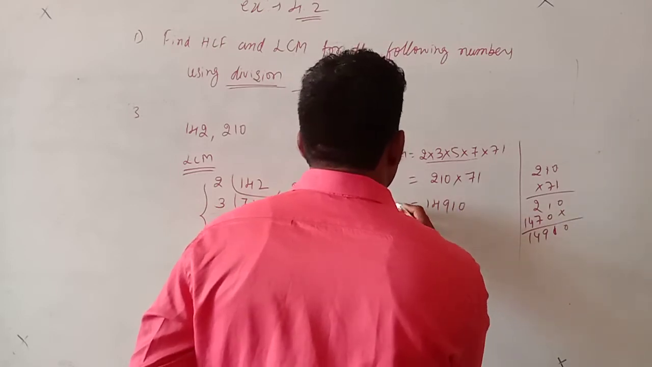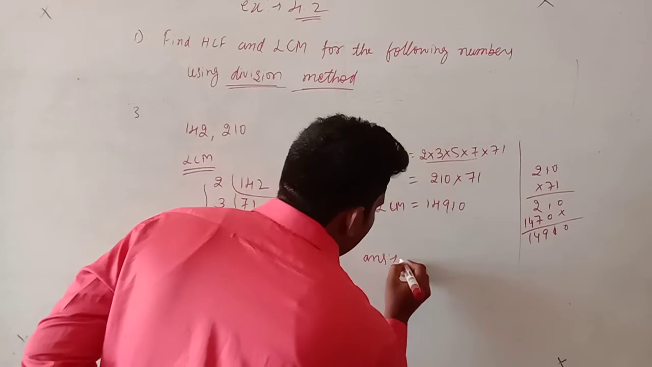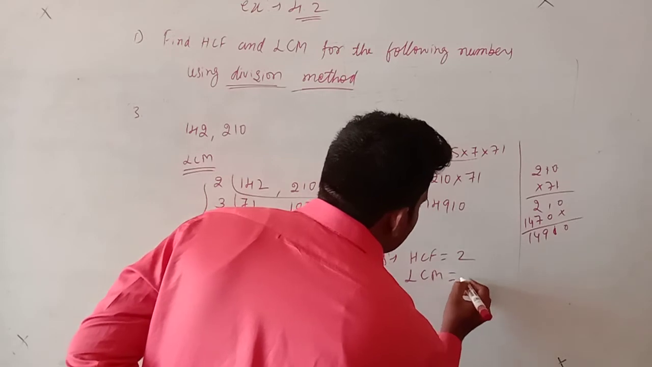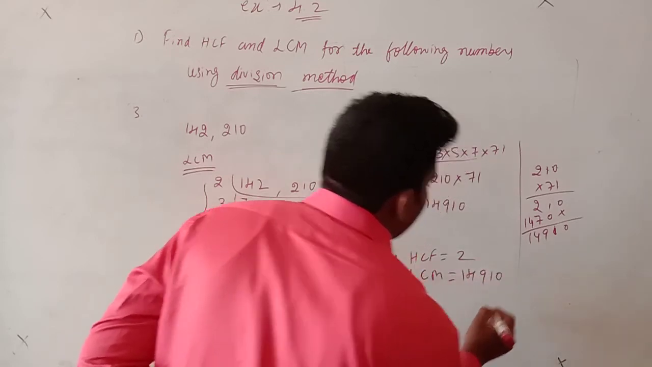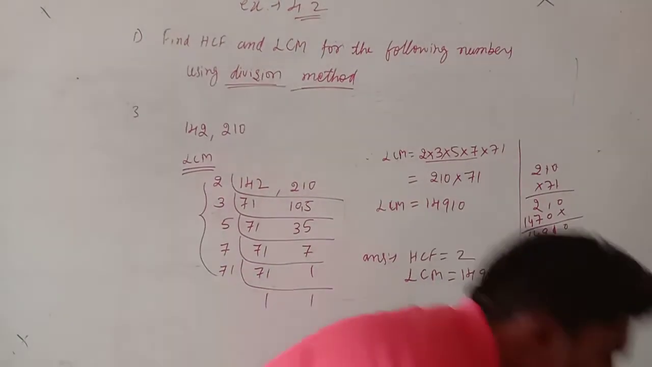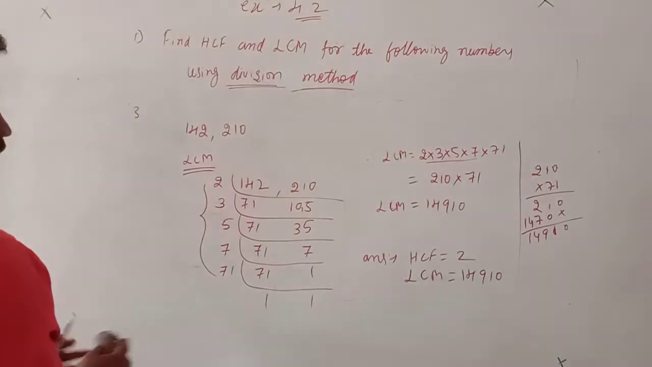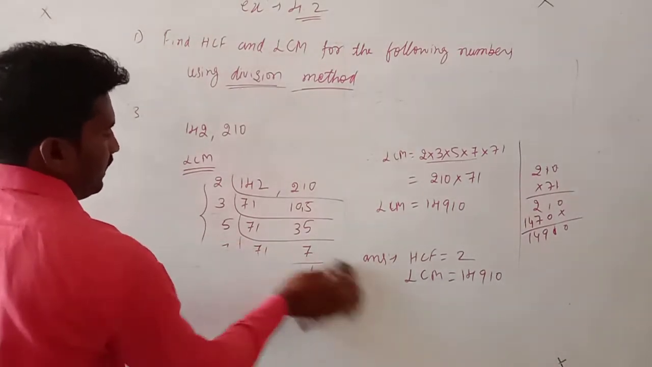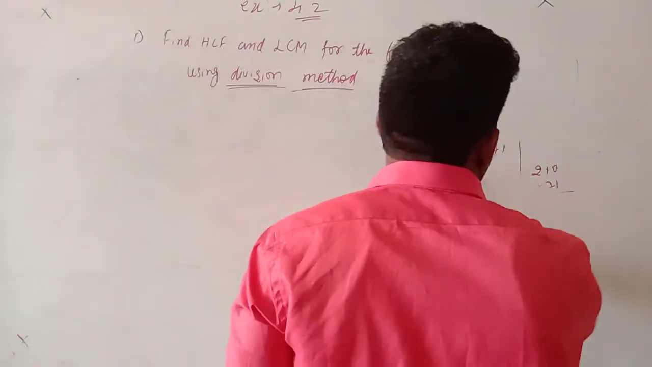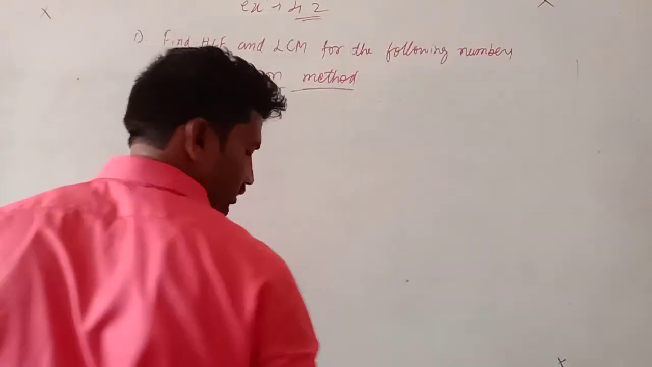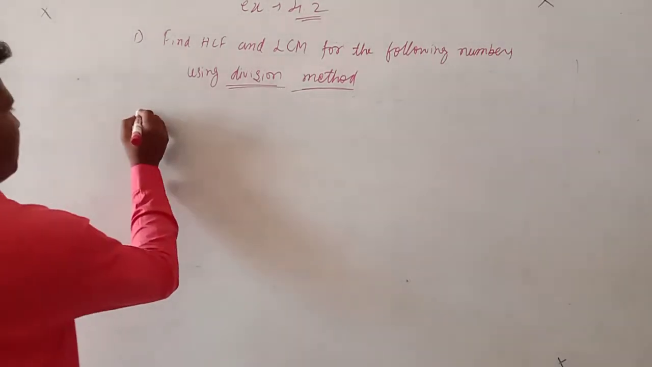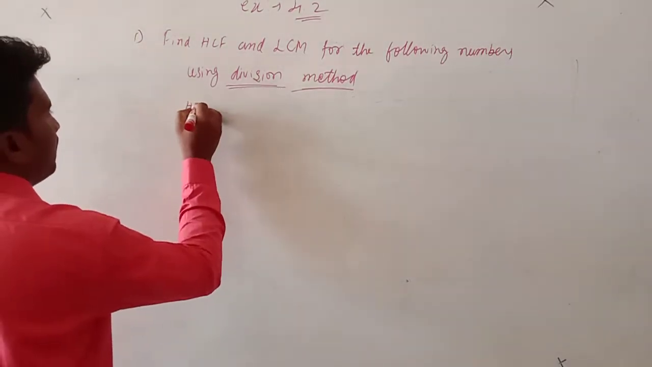It is the LCM. So the answer is HCF equals 2 and LCM equals 14,910. Okay, this method is called the division method for finding the HCF and LCM. Okay, another two are there, that is the second one and the fourth one. The second one and fourth one are for homework.